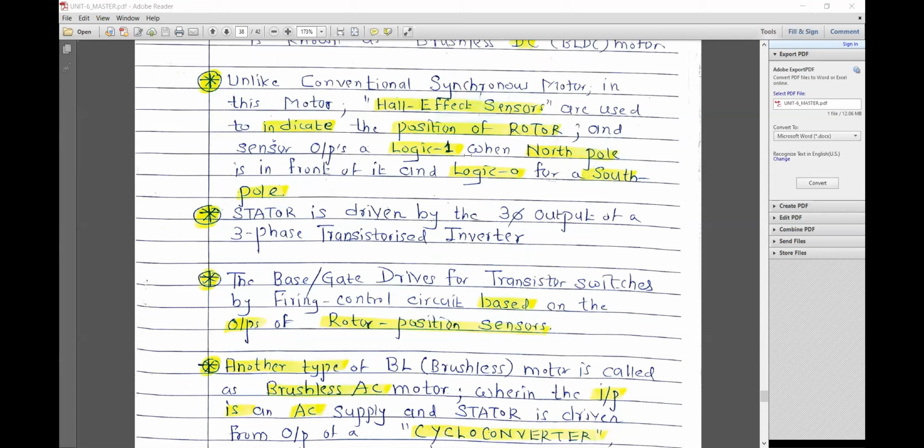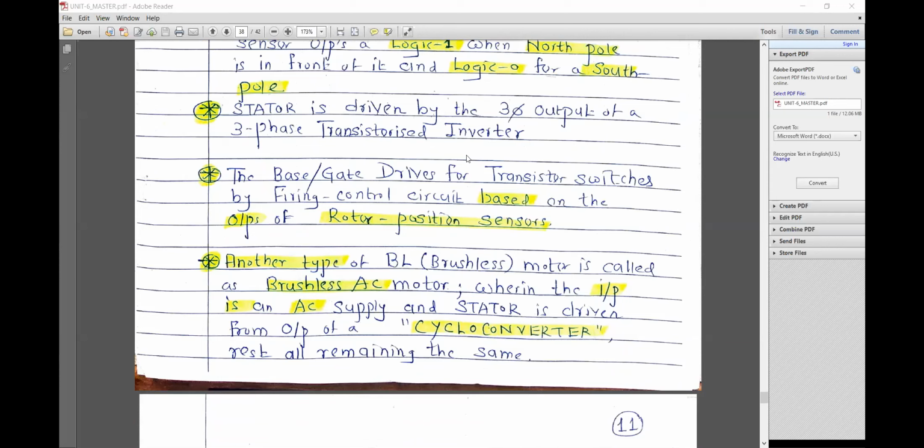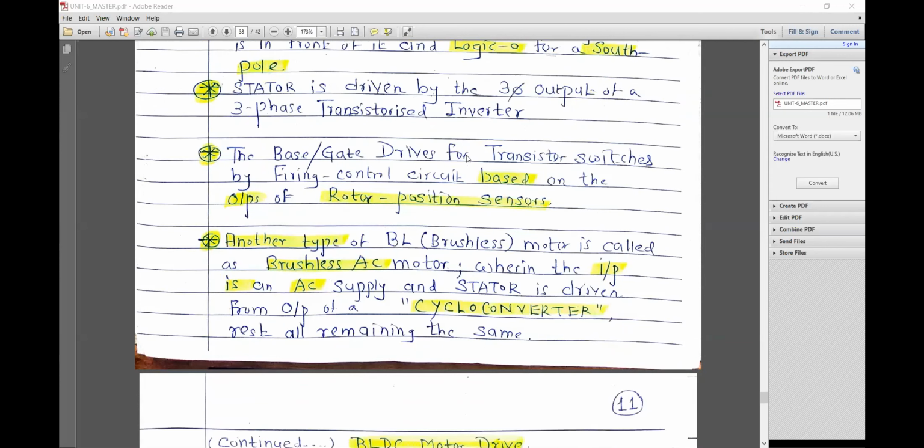I've written that Hall effect sensors are used to indicate the position of the rotor, and the sensor outputs a logic 1 when the north pole is in front and logic 0 when the south pole is in front. The stator is driven by the three-phase output of a three-phase transistorized inverter.